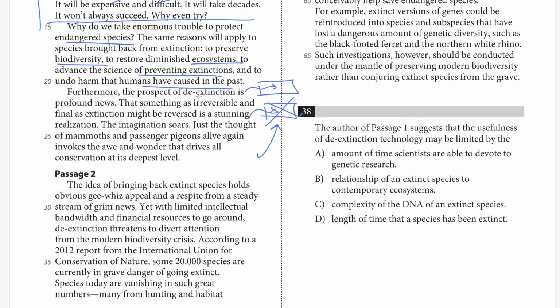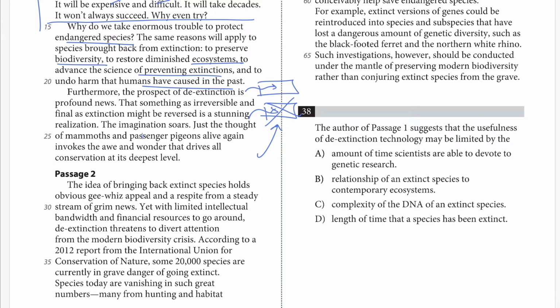Furthermore, the prospect of de-extinction, nice word, de-extinction, reviving people from the dead, or at least species from extinction, is profound news. Why is that? Something as irreversible and final as extinction might be reversed is a stunning realization. For sure, it's almost like bringing somebody back from the dead. The imagination soars, right? It's amazing. Wow, it's exciting. It's almost like a movie here.